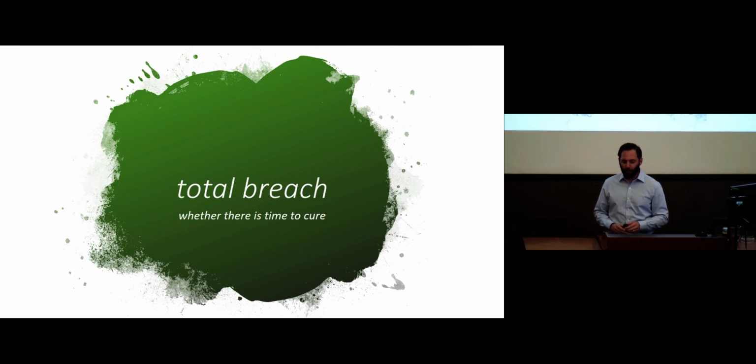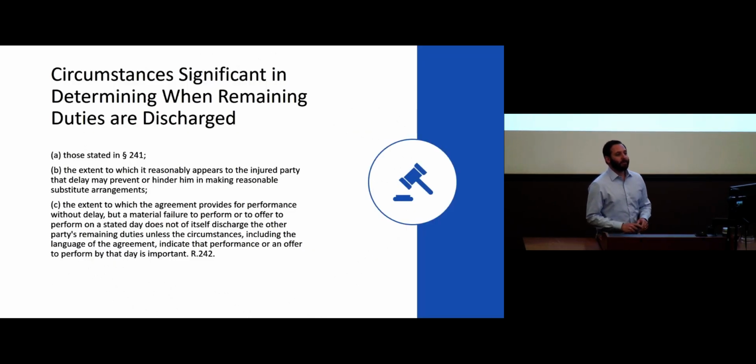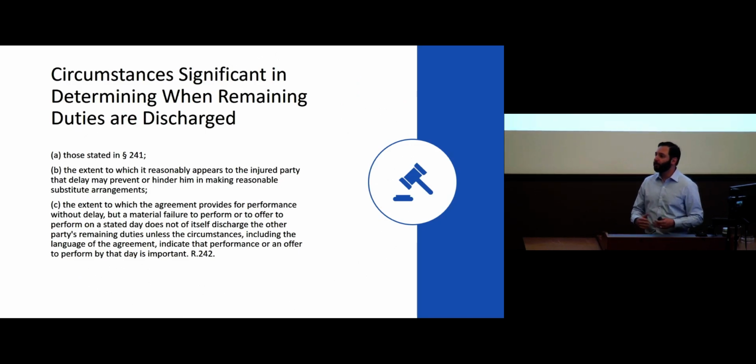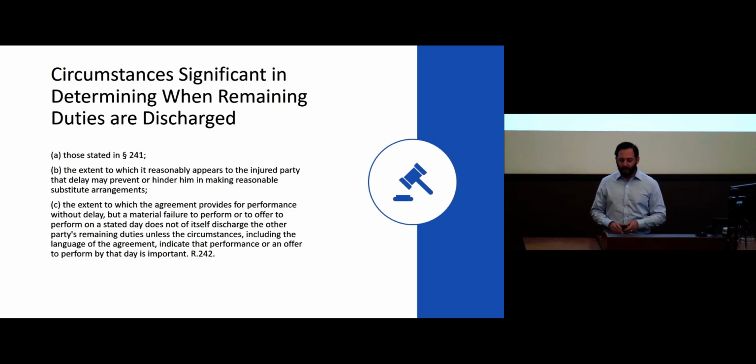When does the cure period expire? In other words, when does total breach occur? We look to the Restatement Section 242 for a three-part test on when material breach matures into total breach. The restatement provides a three-factor test for determining total breach.